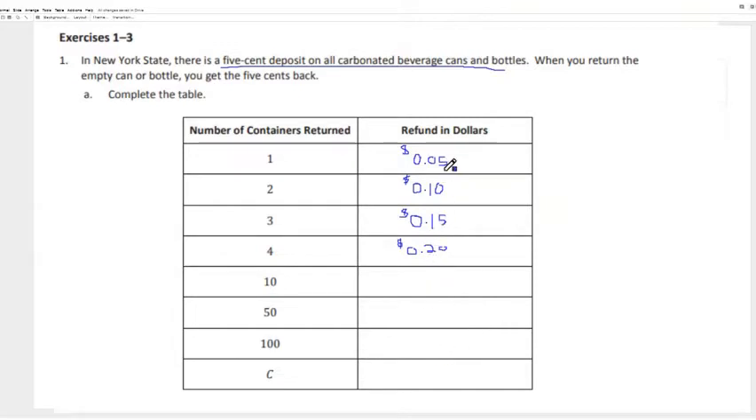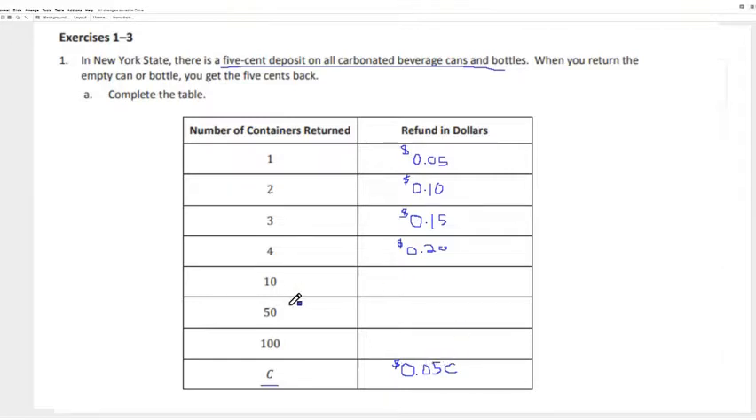It's not just as easy as adding 5 each time like we had here, because we added 1 each time over here. So the question is, if I have C number of containers, how would I figure out the dollar amount? Well, for every container, I receive 5 cents. What would I do with 5 cents and containers to come up with the amount of money? I'd multiply it. So just like before, this is 5 cents times C, or 0.05 times C.